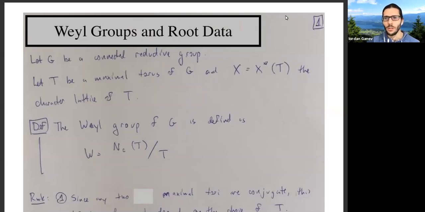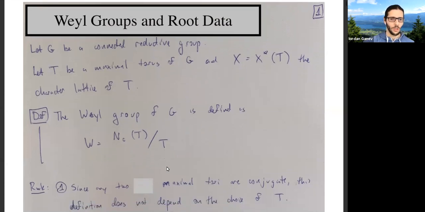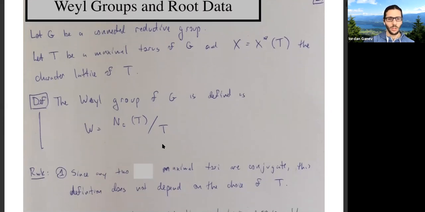Okay, so last time I introduced the Weyl group and the root datum of an algebraic group. In this context, we're thinking about connected reductive groups. If you have a connected reductive group, then its Weyl group is the normalizer of a maximal torus mod the torus. You need to choose a maximal torus to make this definition, but since any two maximal tori are conjugate, this definition is independent of which torus you choose.